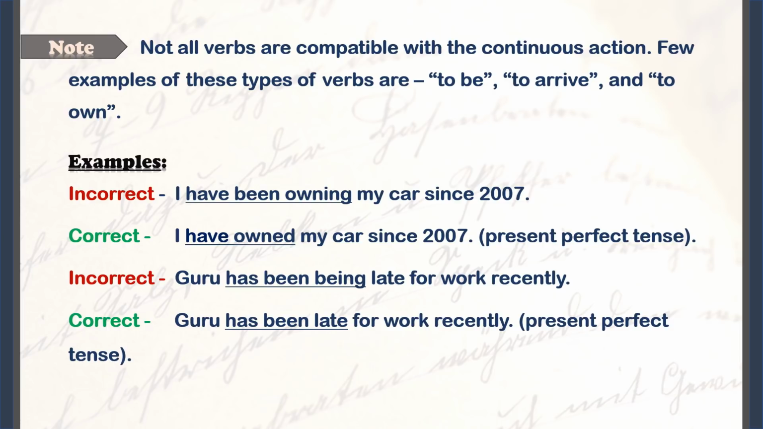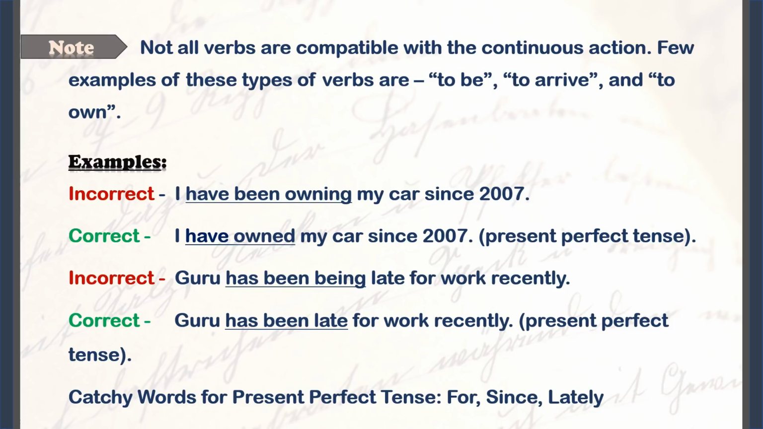Let us look at another example. Guru has been being late for work recently, which is incorrect. The correct sentence is Guru has been late for work recently. Also, please note the catchy words for present perfect continuous tense: for, since, lately. With this, we conclude our present tense.